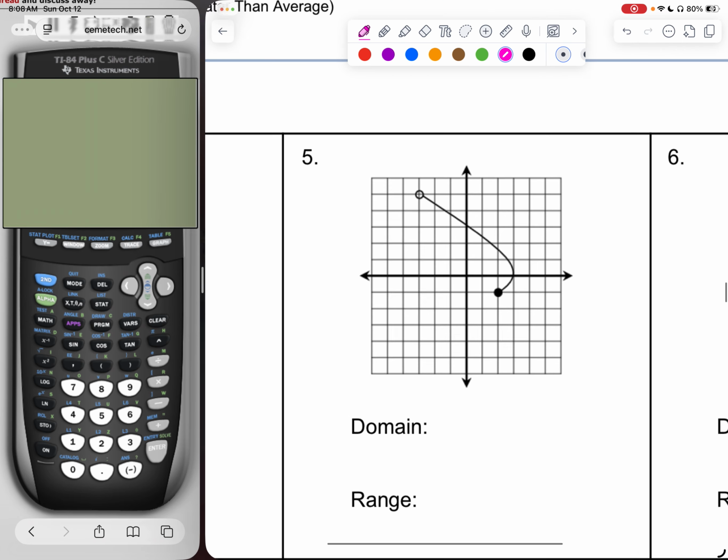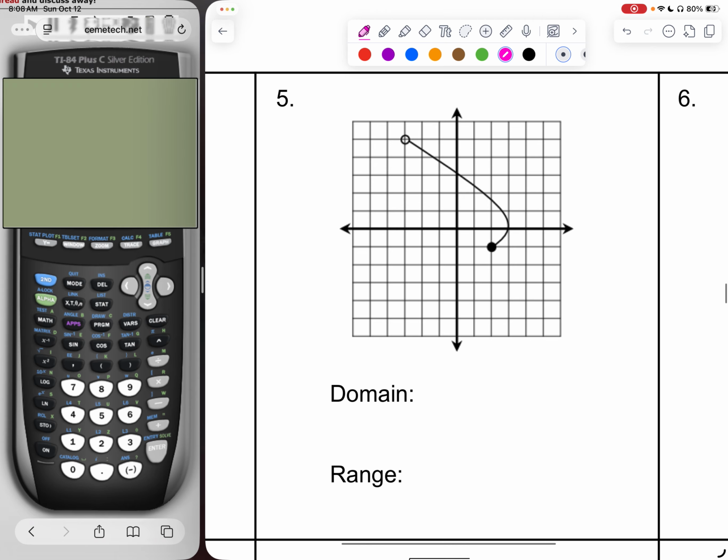Okay, let's look at number 5. Number 5, I don't have any arrows, so I'm just going to have to pay attention to my axis and what's included versus not included. I'm going to go to the leftmost part of my graph, and I'm going to go to the rightmost part of my graph because I'm looking at the width.